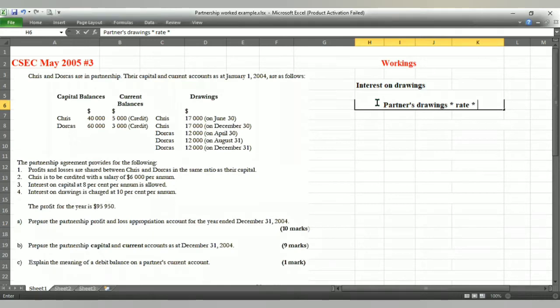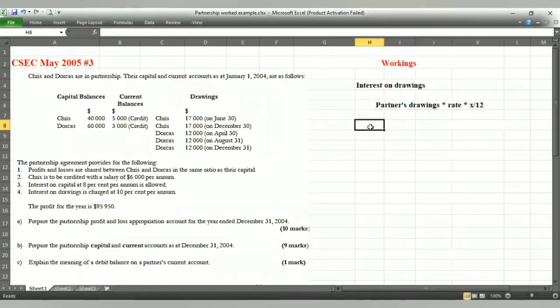If you get a question indicating the period in which it was taken, then of course you include the timing. The timing there would be X months over 12. For example, if it is 5 months, it's 5 divided by 12. If it is 8 months, that is 8 divided by 12. But if the question did not give you this and just indicates how much drawings a person had taken, you would just go ahead and multiply the partner's drawings by the rate.